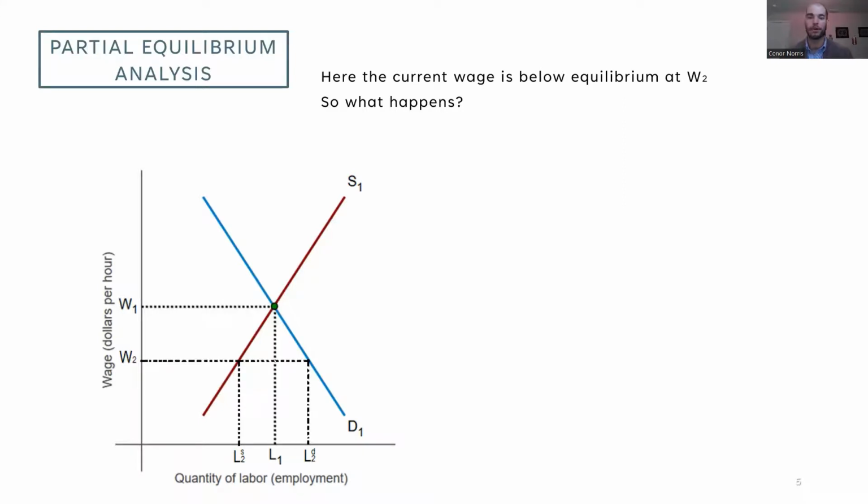Now, the quantity of labor demanded by firms is going to be higher than in equilibrium. This is going to be at point L2 with the superscript D for quantity demanded. Now that firms are able to pay their employees less, they're willing to hire more employees because their labor cost per employee is lower. So in this case, we're out of equilibrium. We have firms that want to hire more workers than workers that are willing and able to work. So we have a shortage of workers.